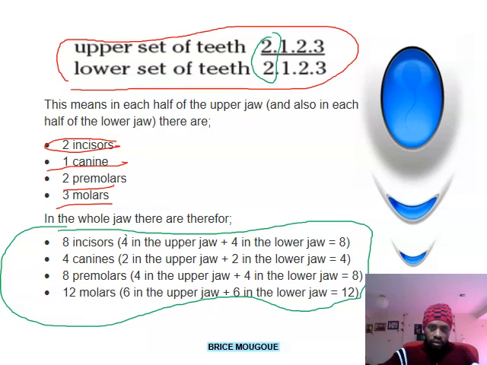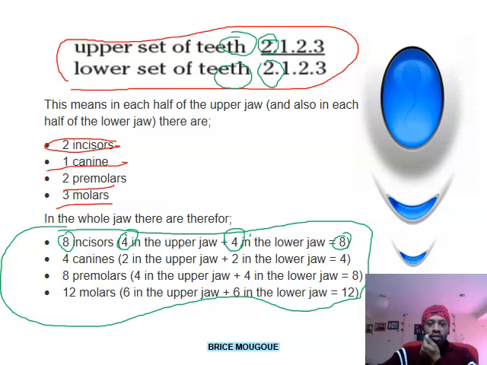Let me do this. I'm now considering only everything that is up. Remember, this is on one half of the jaw. Two up on the right side will also mean two up on the left side. That will give me four. Two down on the right side and also two down on the left side. That will also give me another four. So that means four in the upper jaw, four in the lower jaw. I add that together, I'm going to have eight. So in total, I'll have eight incisors.